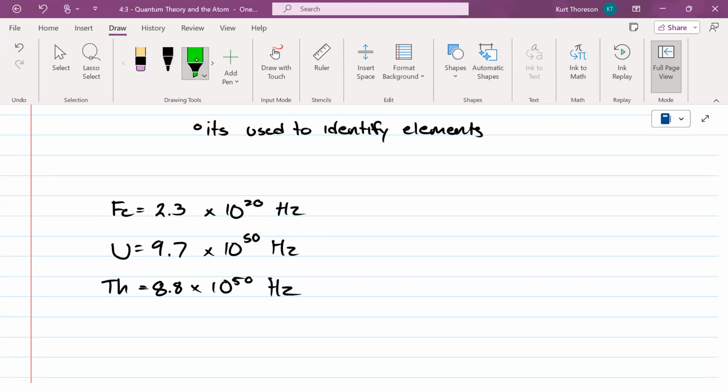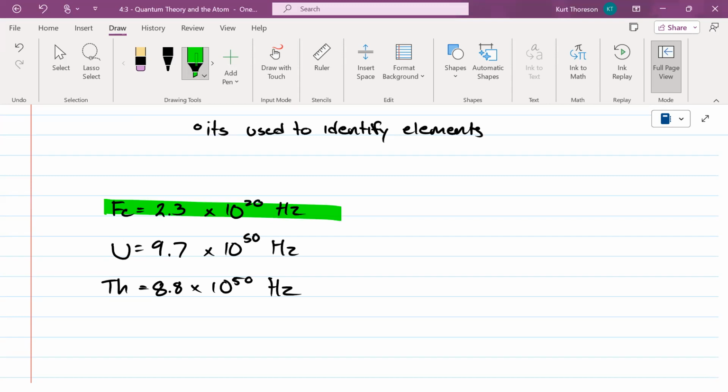And after all of our tests, we realized that the light given off by this mystery rock from space has a frequency of 2.3 times 10 to the 20th hertz. So scientists get out their little catalogs of every element, and they find out, okay, what element gives off 2.3 times 10 to the 20th hertz? What element would it be? Iron. Then we now know, oh, this thing is made of iron. It came from space and it has iron in it. That's how we learn this stuff.